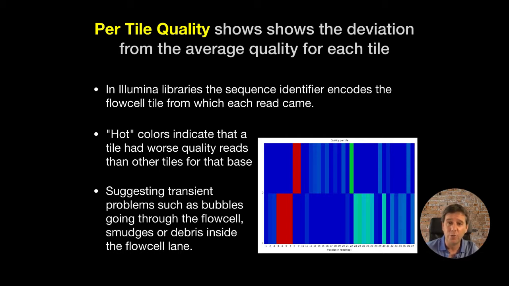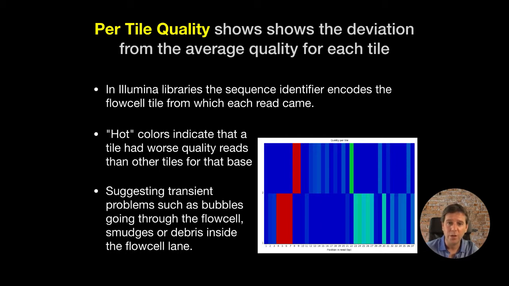And when you see these kind of reports, hot colors, those reds, they're going to indicate portions of the flow cell that had worse quality reads on average than the majority of the flow cell, suggesting some potential problems with your flow cell. Maybe there's bubbles or gunk or debris going through your flow cell. And if you see a lot of this, it's time to think about rerunning your sequencing, for example, or not considering that file for further analysis.